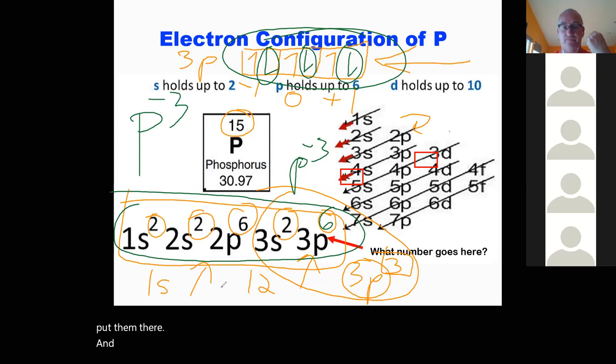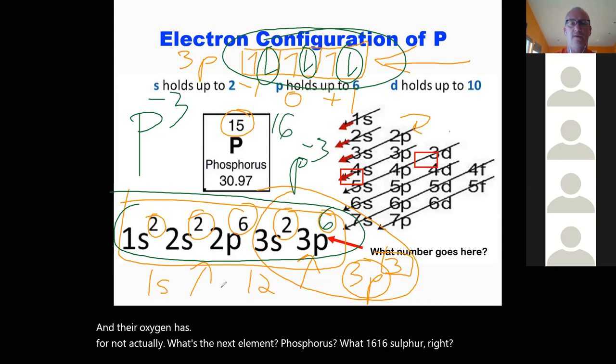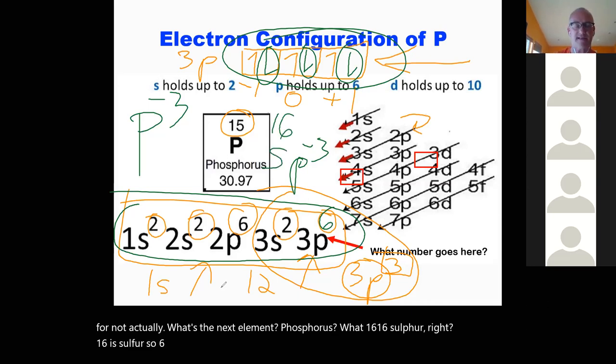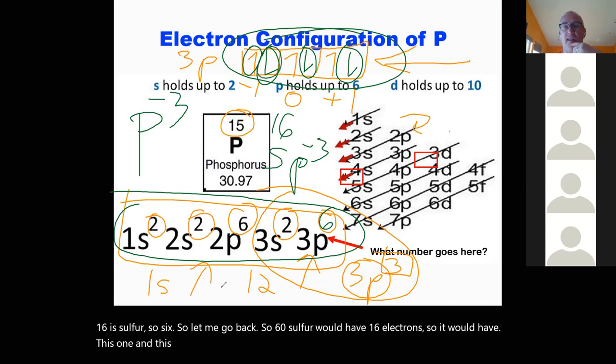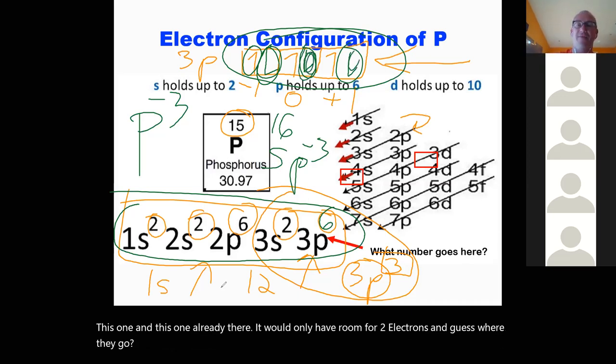Oxygen has room for, well, not oxygen. What's the next element? Phosphorus. What's 16? 16 is sulfur, right? 16 is sulfur. So let me go back. So sulfur would have 16 electrons. So it would have this one and this one already there. It would only have room for 2 electrons. And guess where they go? That one and that one.